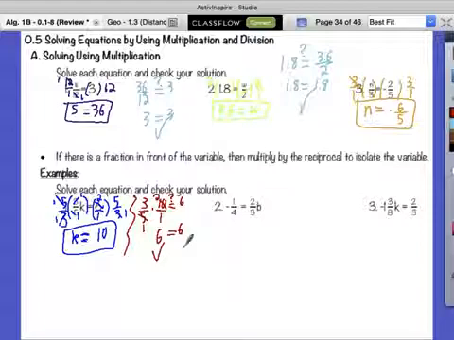I want you guys to try number 2: negative 1/4 is equal to 2/3 b. Once again, when you have it or have questions, raise your hand.